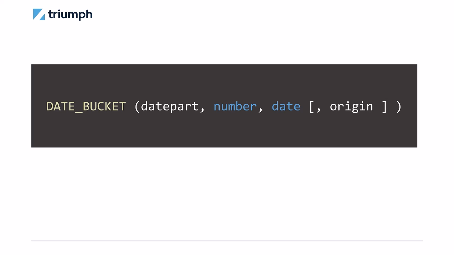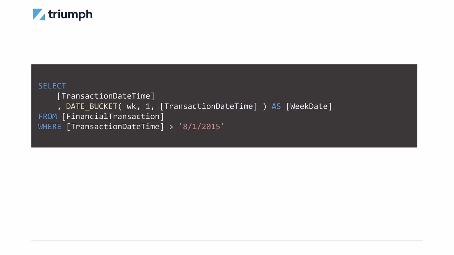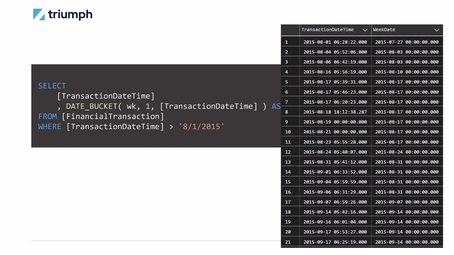So let's look at an example. In this example, we're looking at financial transactions, and basically what we're trying to do is create a date bucket with the transaction date time. So we're trying to get the week that this transaction happened. Like what is the week that it is? So think of these buckets as just exactly what it says. It's like a bucket. So I want to create buckets for weeks. And so let's take a look at the output here.